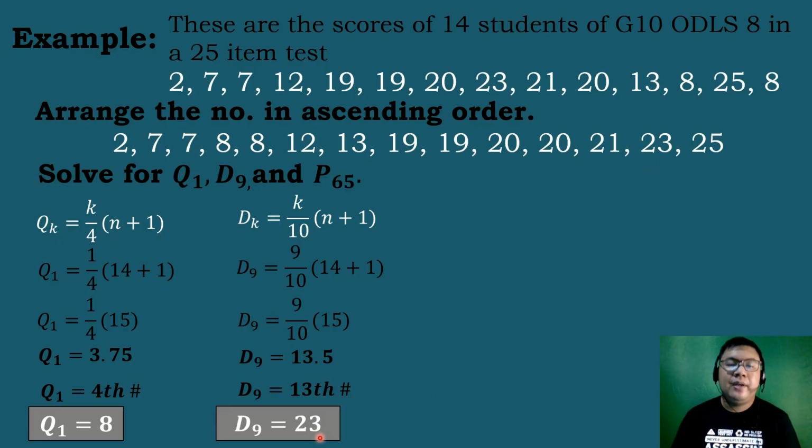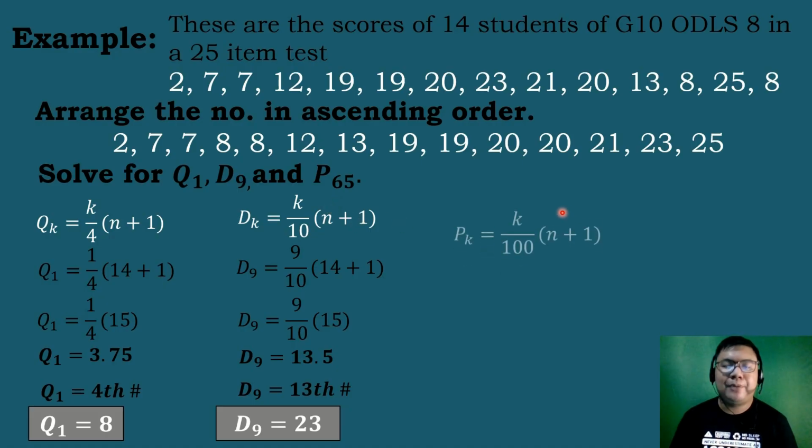Meaning to say, 90% of the students has a score which is less than or equal to 23. So that is our interpretation for this answer. Let's now try to compute the value of percentile 65.